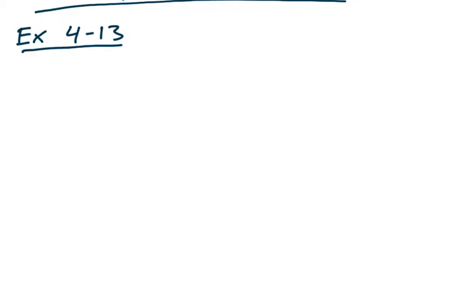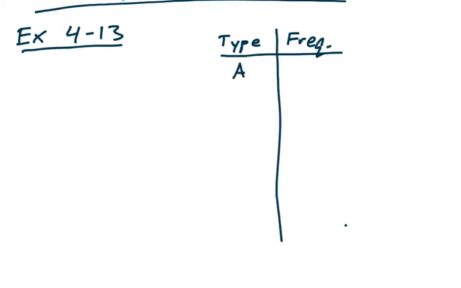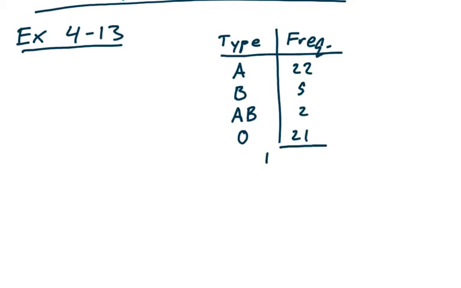All right, so the first thing is I'm going to encode that information that they told us in paragraph form into the form of a frequency distribution. So we're going to talk about the blood type and the frequency for that. Okay, so for type A, B, AB, and O, we had 22, 5, 2, and 21, respectively. There's our total of 50, and we will proceed finding the probabilities that they asked us about.